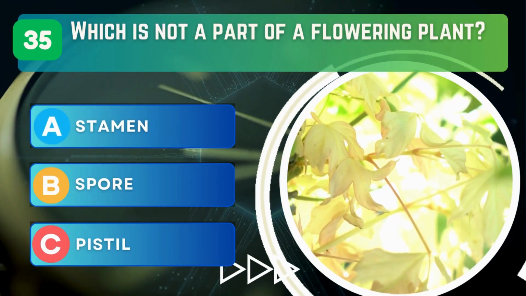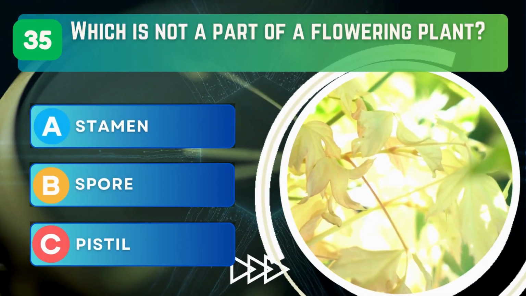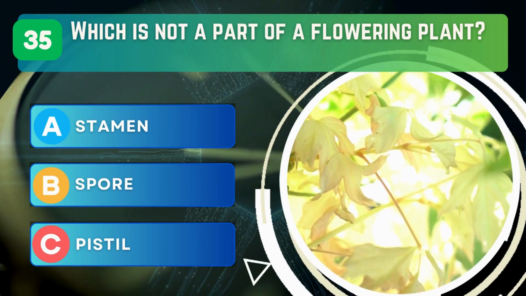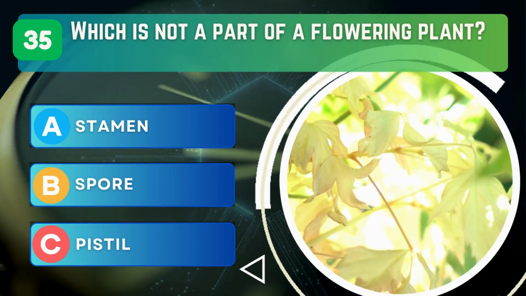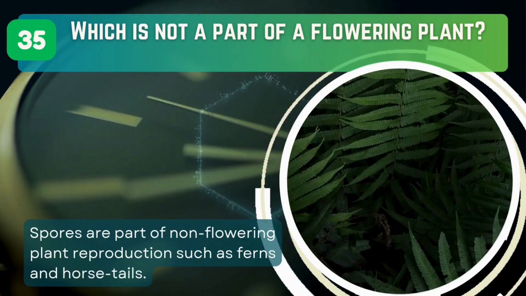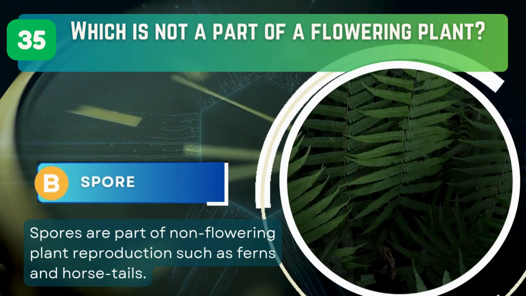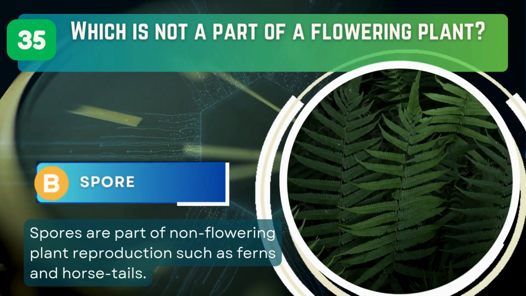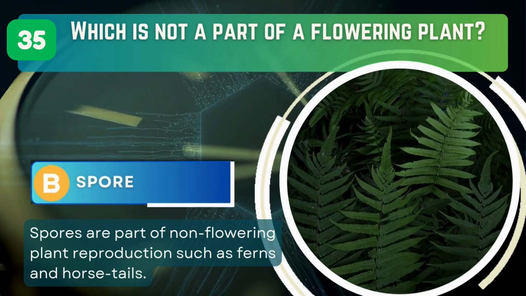Which is not a part of a flowering plant? Spore. Spores are part of non-flowering plant reproduction, such as ferns and horsetails.